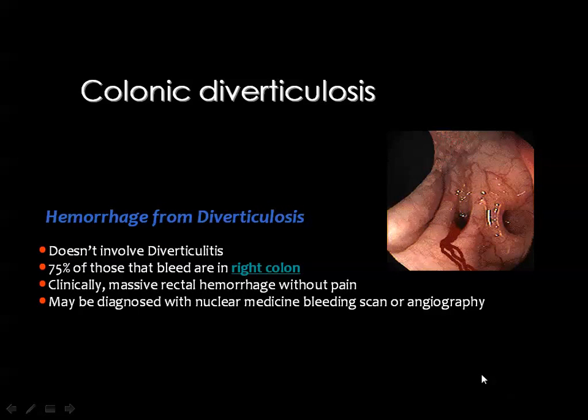Hemorrhage does not necessitate the presence of diverticulitis. Hemorrhage can occur from diverticular disease, and this hemorrhage is commonly seen from those diverticuli located in the right side of the colon. Then the patient may present with bleeding per rectum, and the site of the bleeding can be localized by nuclear medicine, or sometimes by selective angiography.